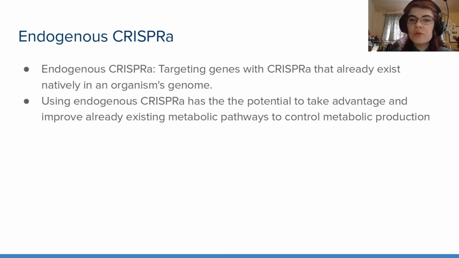So my particular work focuses on endogenous CRISPR-A, which is CRISPR-A applied to genes found natively in an organism's genome. Endogenous CRISPR-A has the potential to take advantage of and improve already existing metabolic pathways in the cell to possibly produce certain metabolites in response to stimuli. So that's kind of why we're looking at endogenous CRISPR-A specifically.